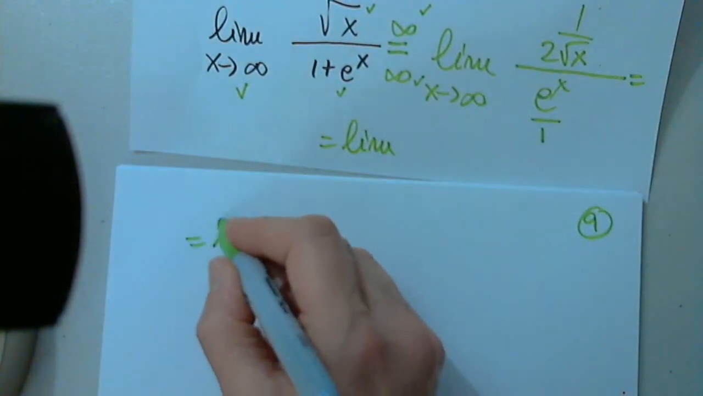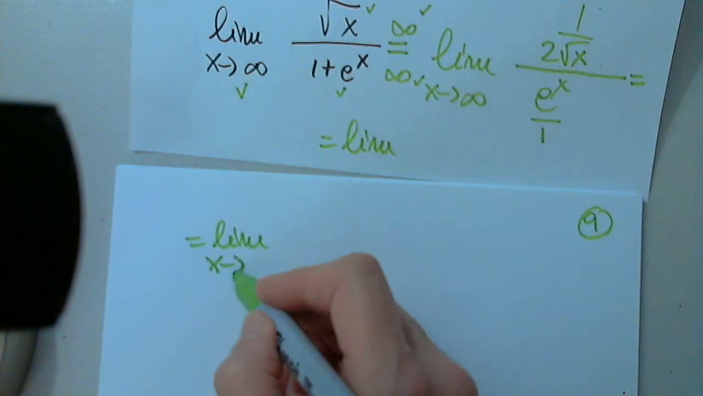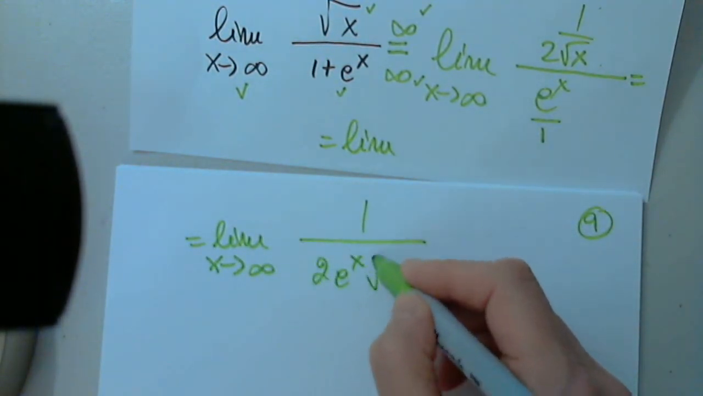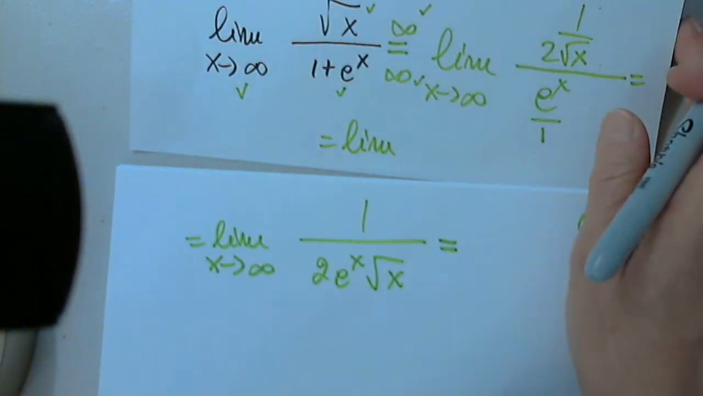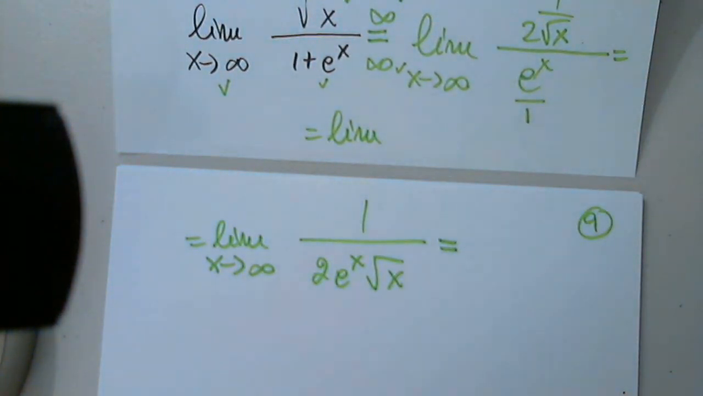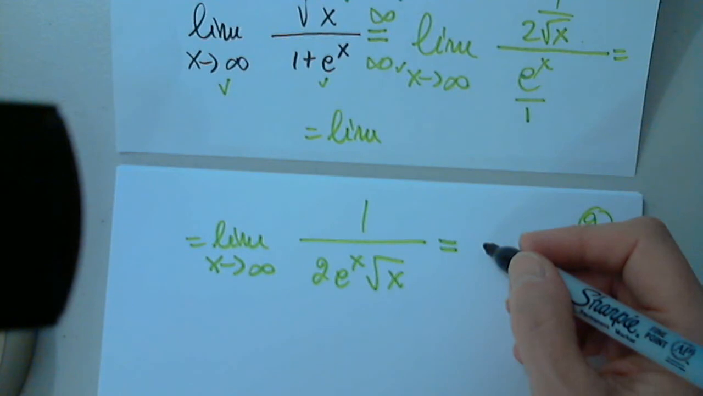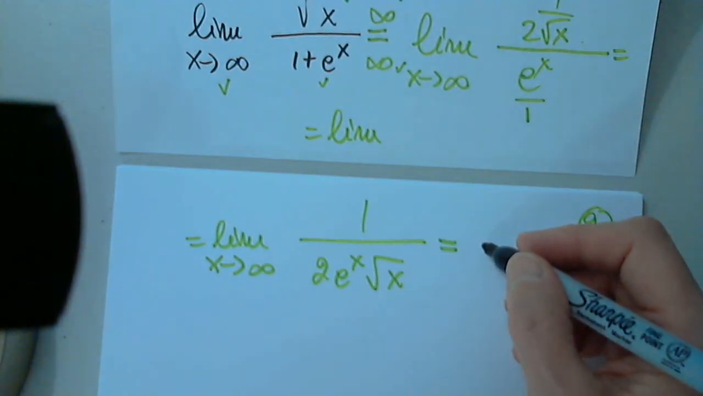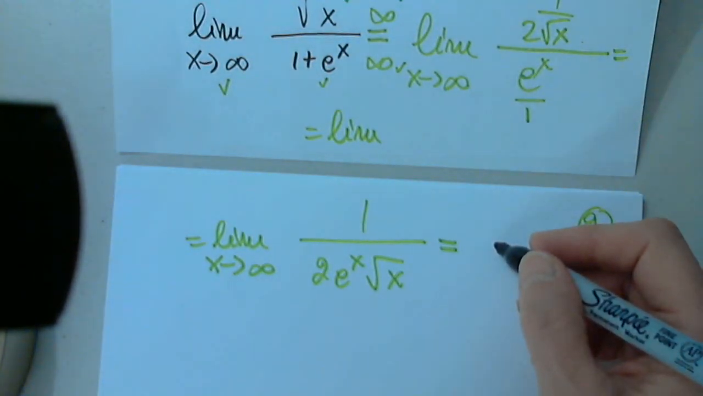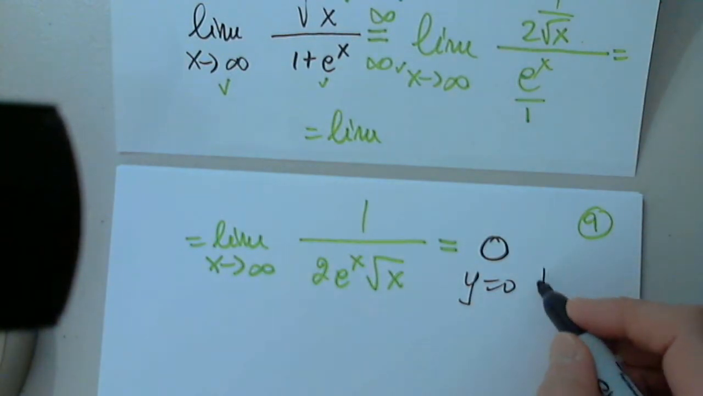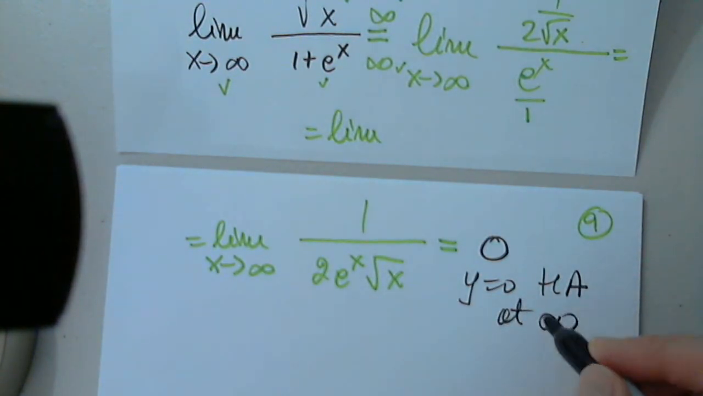Okay, so limit as x approaches infinity. And when I flip, I have 1 over 2 e to the x, the square root of x. And the answer is 1 over infinity, good, which is 0. Excellent. Which means y equals 0 is a horizontal asymptote at infinity.